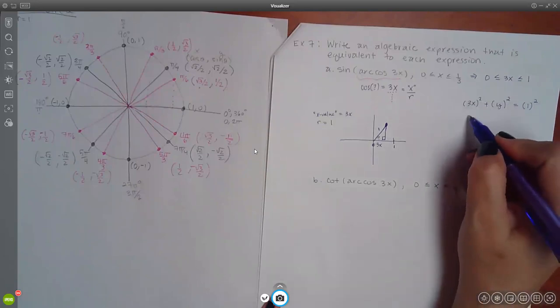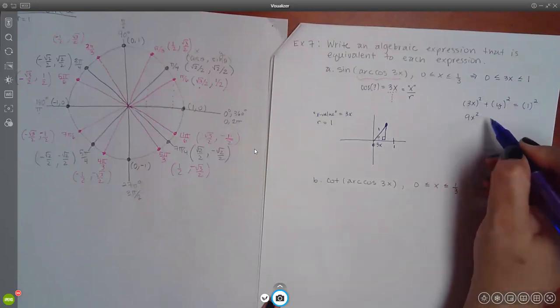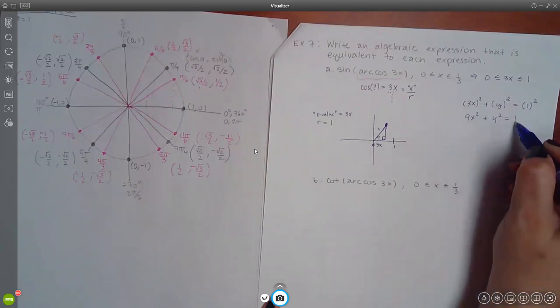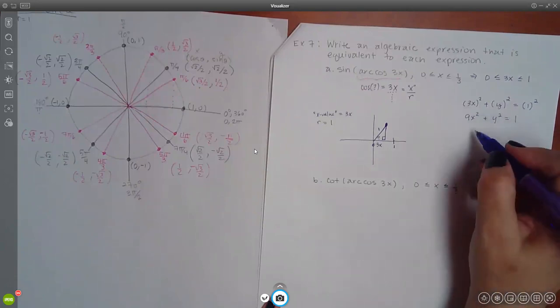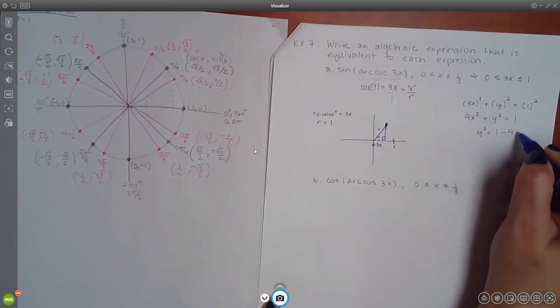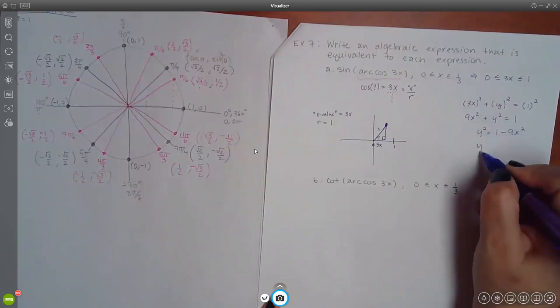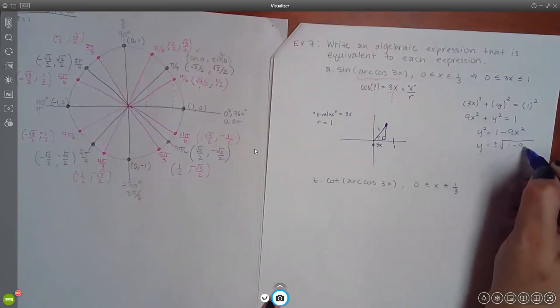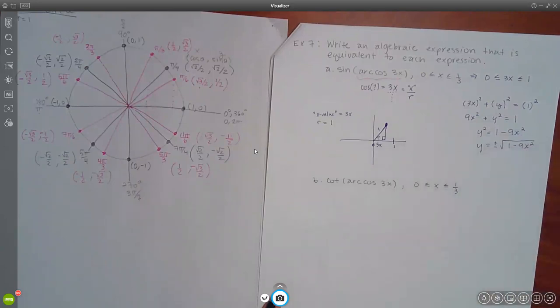So 3x squared is actually 9x squared. y squared is just y squared. And 1 squared is just 1. Then I get y squared equals 1 minus 9x squared. And then I get y equals plus or minus the square root of 1 minus 9x squared.